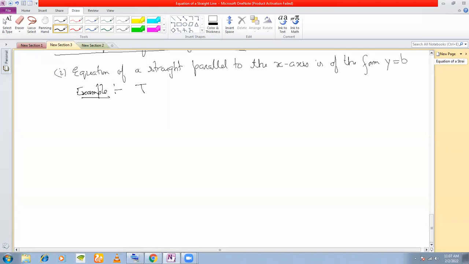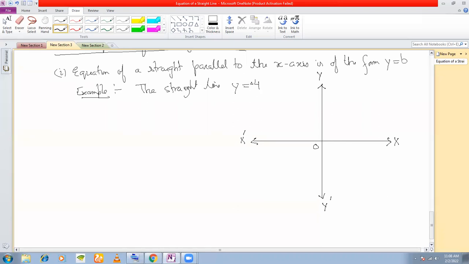suppose the straight line, let's say y is equal to plus 4. How will you draw this straight line? In the coordinate axis, because you have y is equal to plus 4 here, right? So because if it is of the form y is equal to b, this line will obviously be parallel to the x-axis, right?